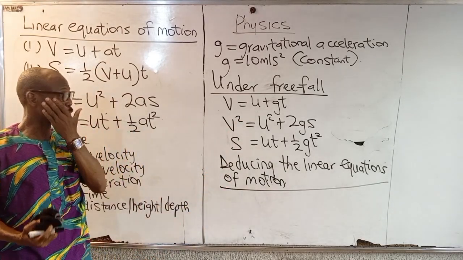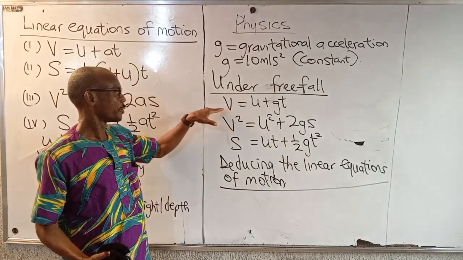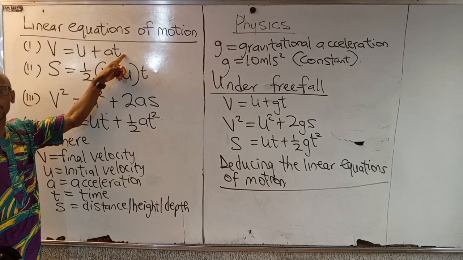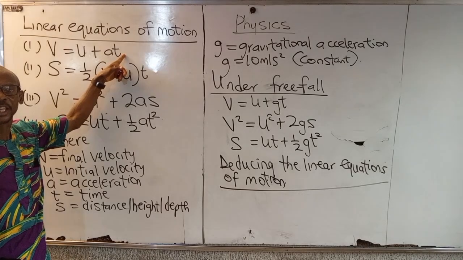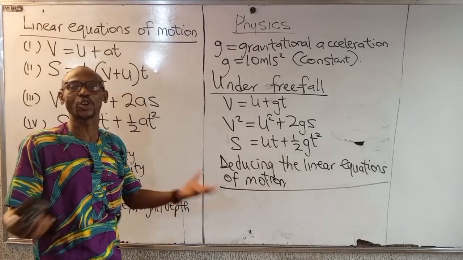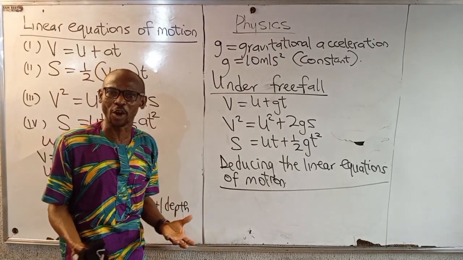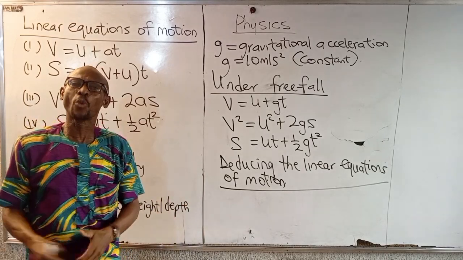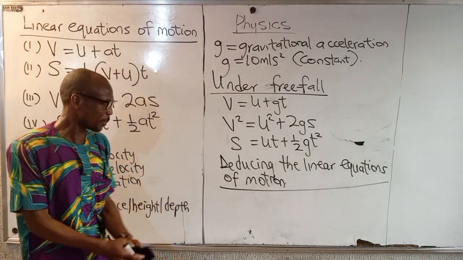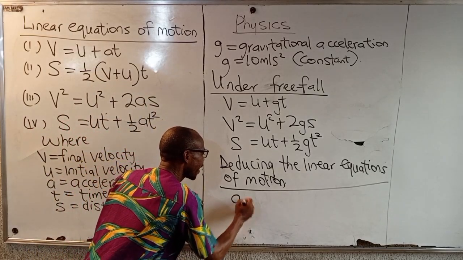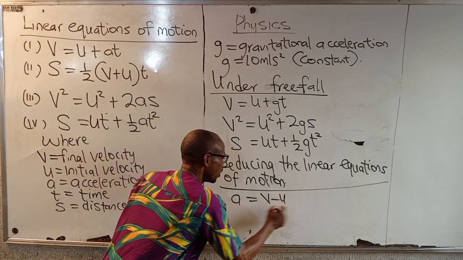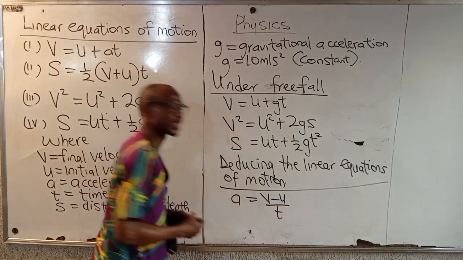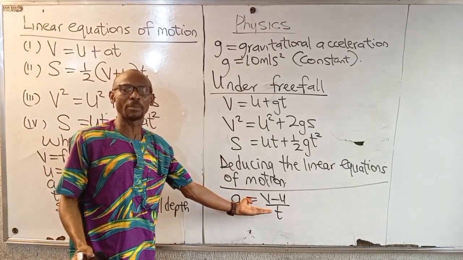For example, let's look at the first equation, V equal to U plus AT. How do we come about this equation? It is from the definition of what acceleration is. We say that acceleration is the rate of change of velocity with respect to time. So we simply say acceleration A is equal to velocity change. Velocity change is given as V minus U, all over time. This is how this formula comes about.